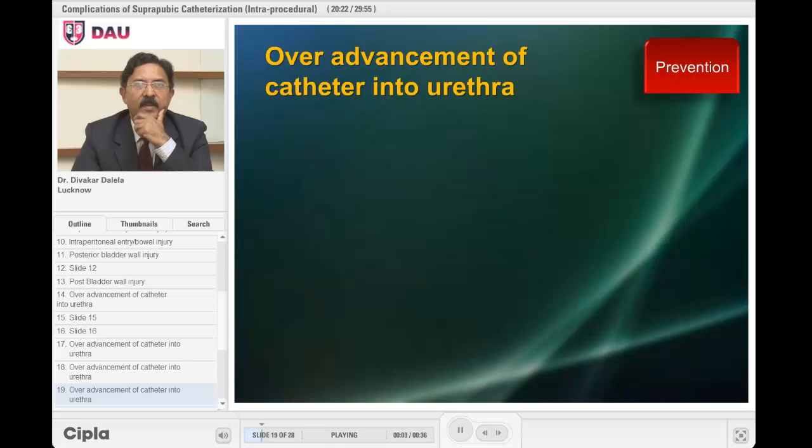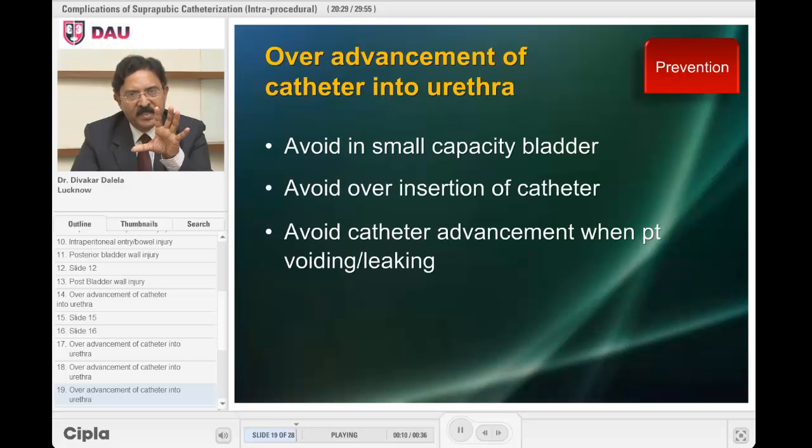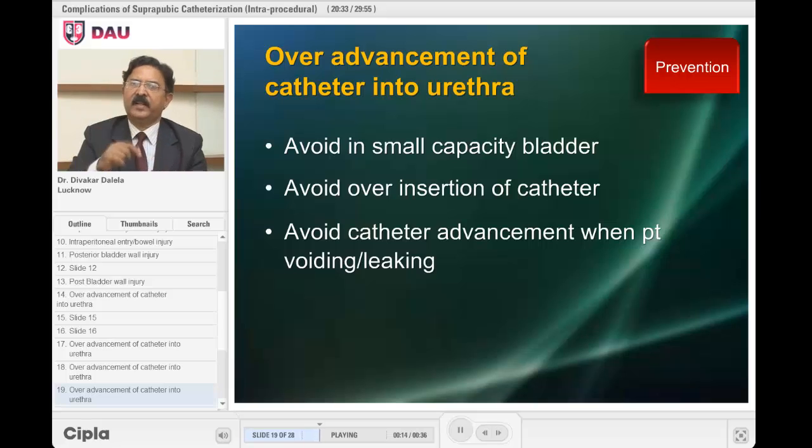How do you prevent this complication? You prevent this complication by doing trocar cystostomy in small capacity bladders. There it is more likely to happen. When you are inserting the catheter, don't be a foolhardy kind of person that pushes the catheter. Why are you pushing this catheter extra? You estimate the length of the catheter, let's say about 4 or 5 inches. That's all you have to do. A trocar puncture, put only 4 or 5 inches of catheter. Don't over pull, don't over push the catheter.